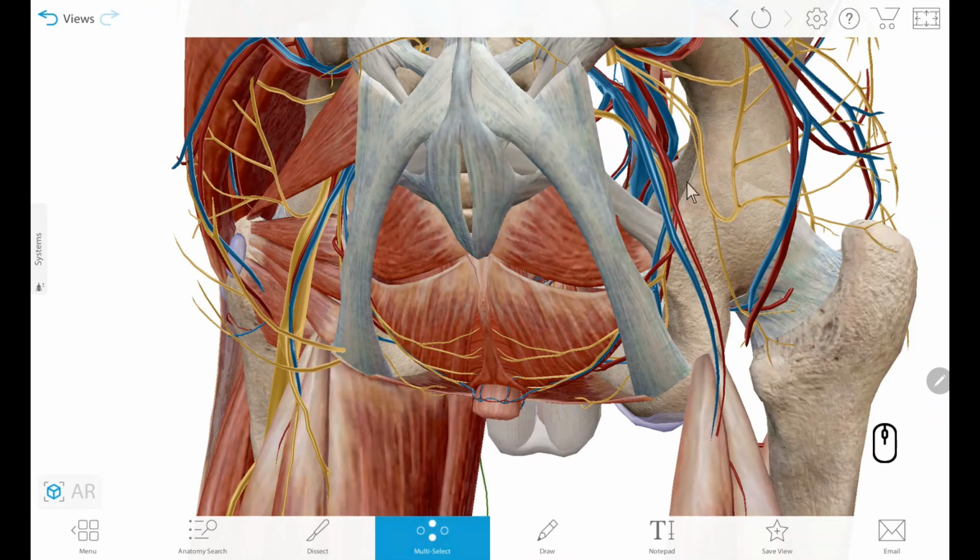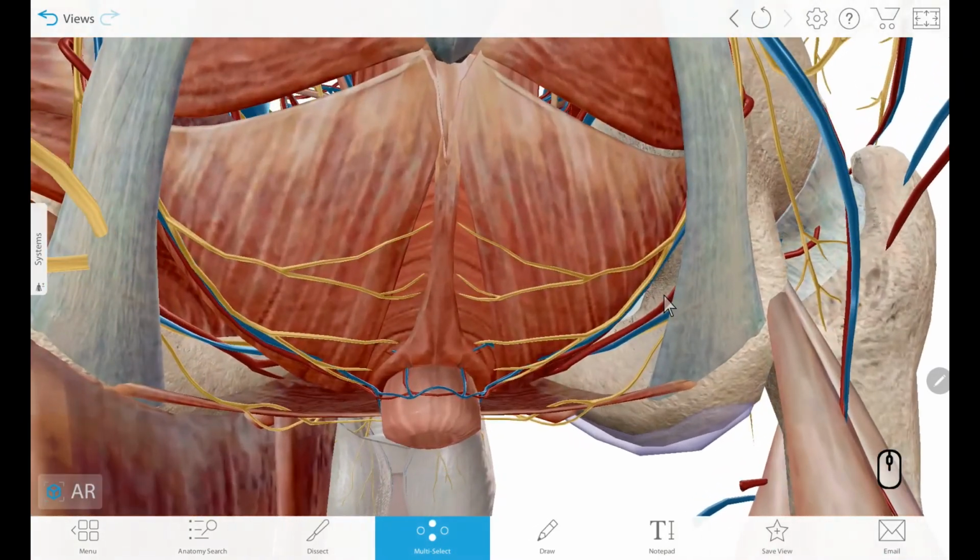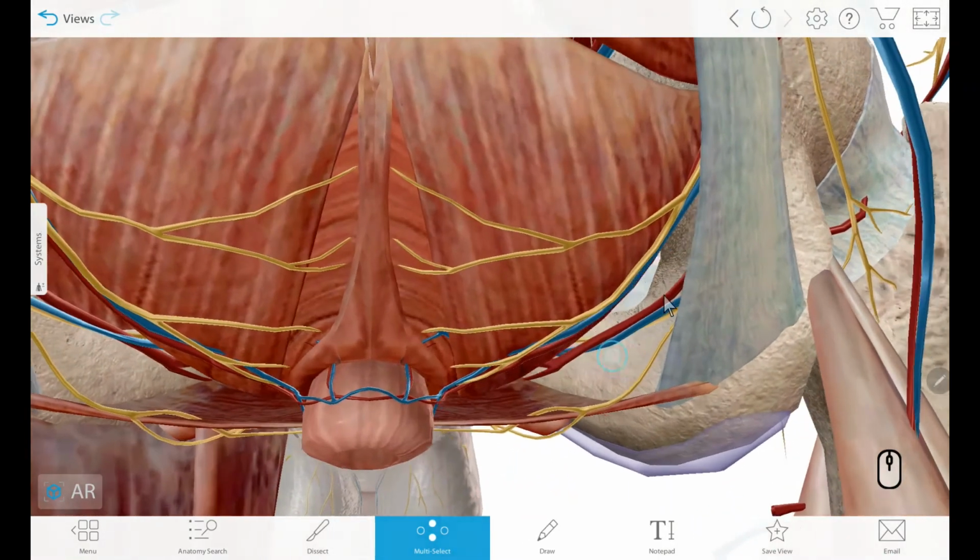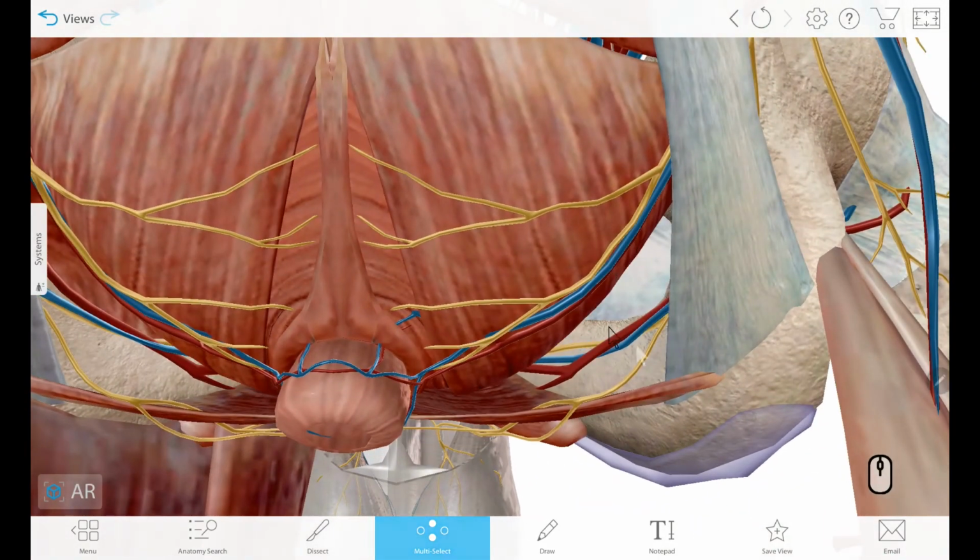In the video of the pelvis and perineum, we saw that the internal pudendal artery, the internal pudendal vein, and the pudendal nerve first pass through the greater sciatic foramen and then through the lesser sciatic foramen, and then they come to lie medial to the obturator internus, and they are enclosed in the fascia of the obturator internus.